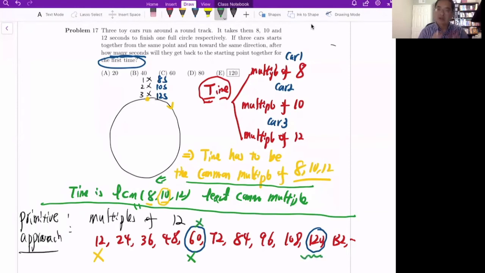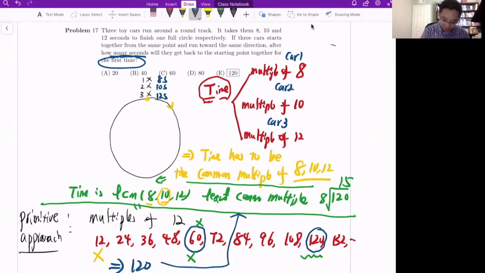120 is a multiple of 12, and it's also a multiple of 10. And we see it's also a multiple of 8, since 120 divided by 8 is 15. So 120 is the first number that is a multiple of all these 3 numbers, 8, 10, and 12. So we conclude 120 is the least common multiple of 8, 10, and 12. This is the answer of this problem.